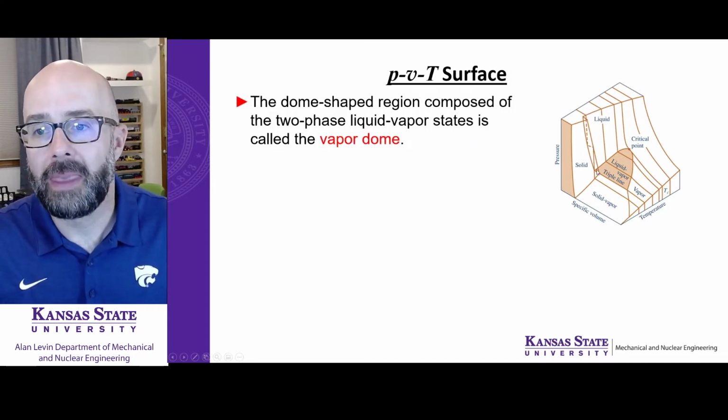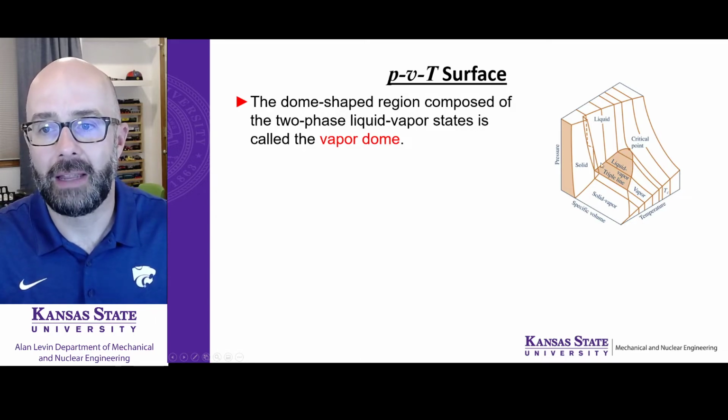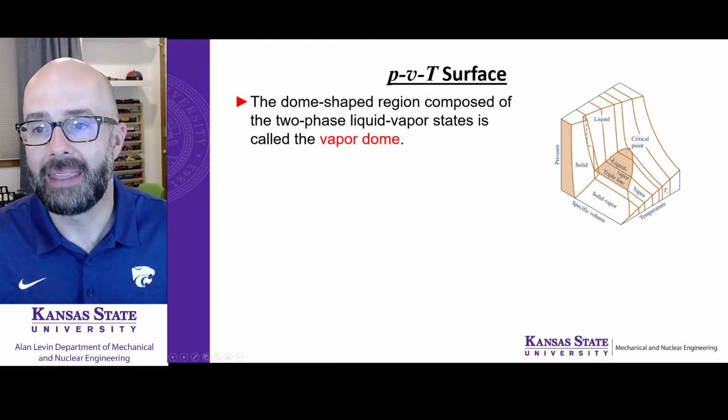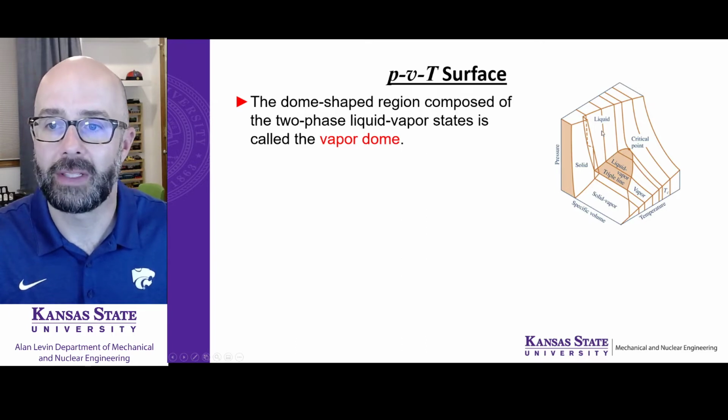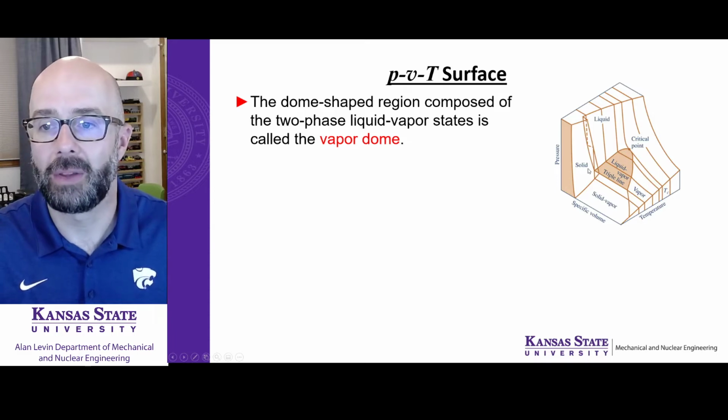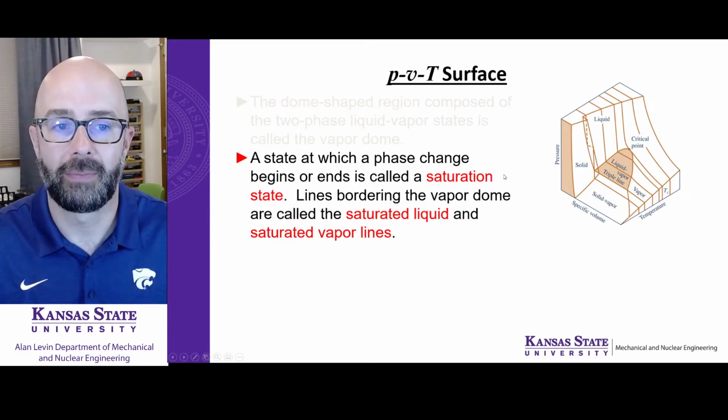Now, this dome here that you can see is a very important concept in thermodynamics. We call this the vapor dome. Okay, it's where inside that dome the liquid and vapor reside. So on one side of the dome you're going to have all liquid, on the other side you're going to have all vapor, and then in the middle there you're going to have liquid vapor.